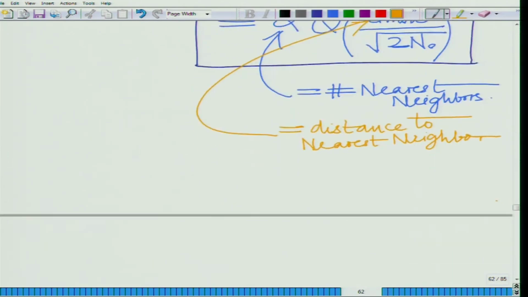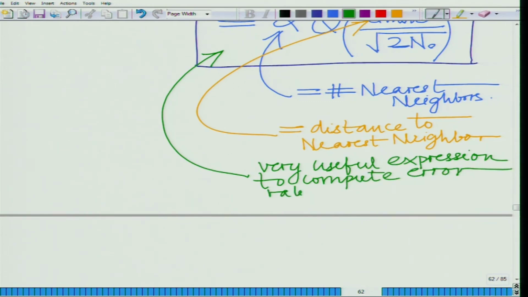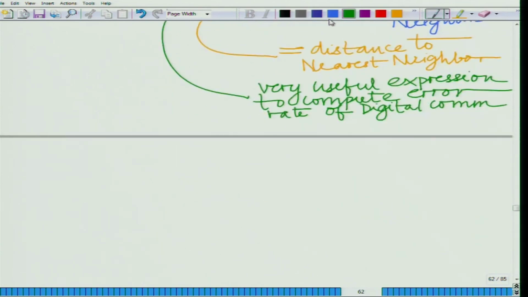to the nearest neighbor. This is a very useful expression to compute the error rate of a digital communication system or digital modulation scheme when an exact expression is difficult to obtain.